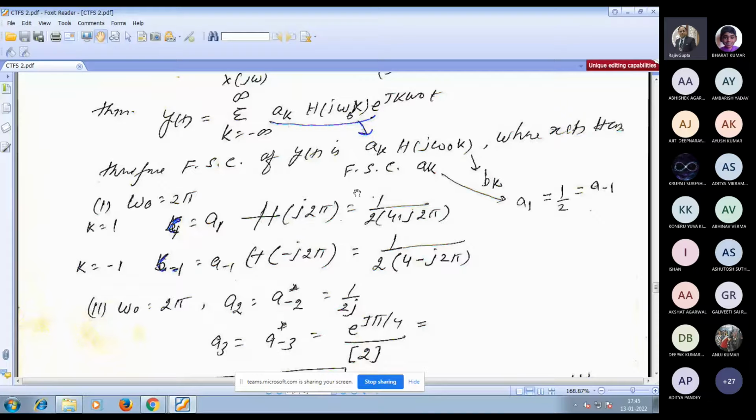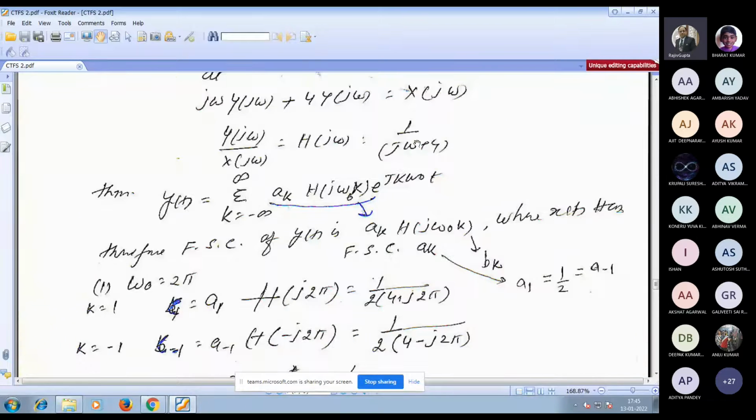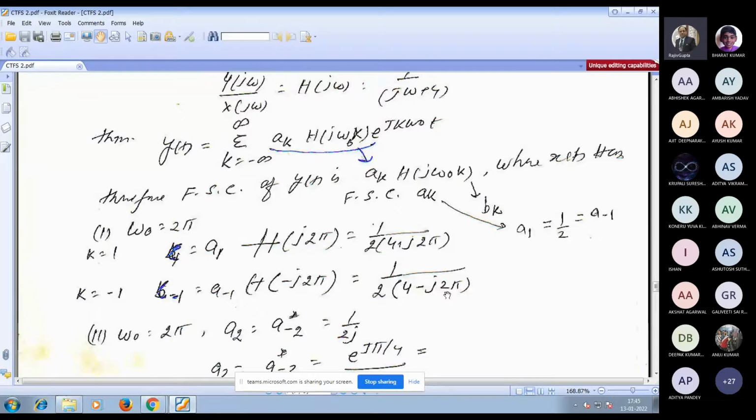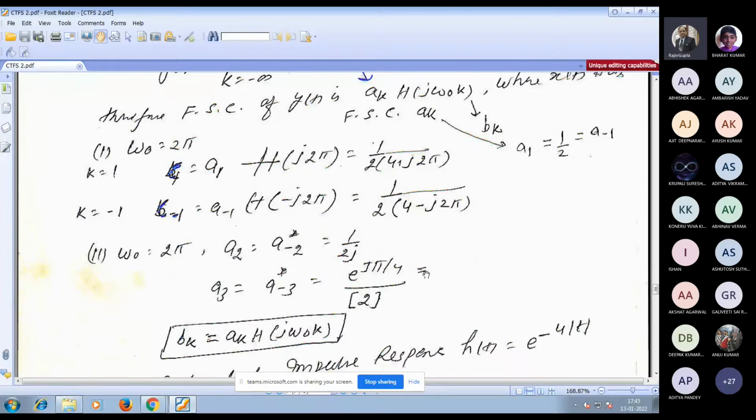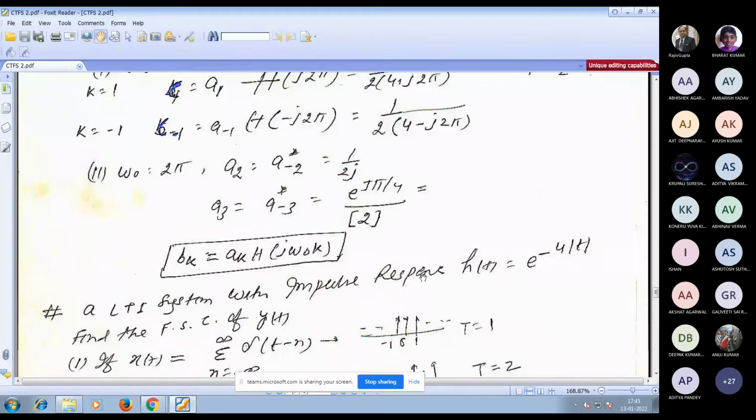And if omega naught is given to you and you want to calculate a specific element, let's say here a1 and a minus 1 have been calculated, then this was 1 upon j omega plus 4. Instead of omega we put 2 pi, instead of k we put 1, so you can have these kind of answers. Okay. Now there is a good question that you have to solve yourselves and tell me.